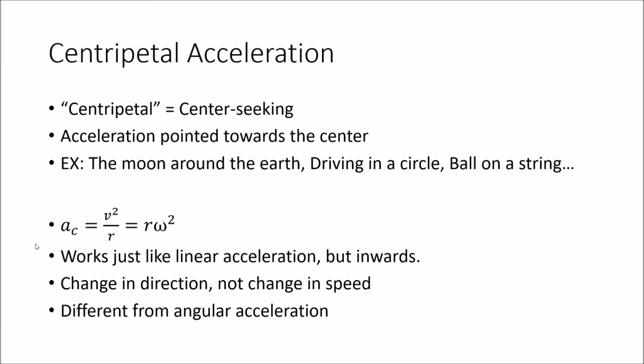There's an equation that we can use to describe this. The centripetal acceleration is equal to the velocity that you're going around the circle squared divided by the radius of the circle. We can also say that the centripetal acceleration is equal to the radius of the circle times the angular velocity squared, the radians per second that you're going around the circle.